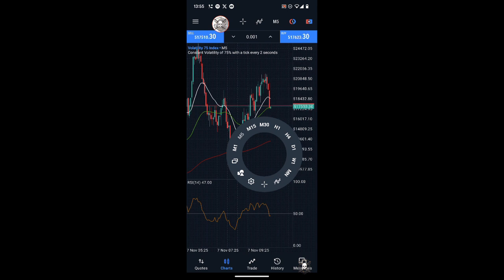You can try and test this on different indices. It also works on currency. I've tried it on currency multiple times. Forex currency, not the volatility index, also works perfectly. On the volatility, it works well on the V75. I've tried a few, but it works best on the V75. So I hope you have a good time working with this strategy, and I hope it works.